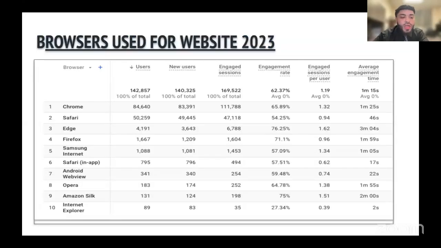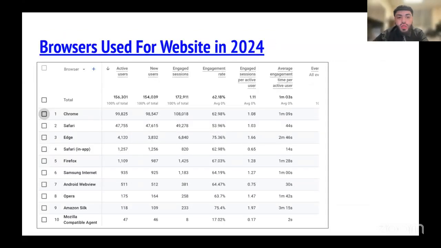Next are browsers used for the website. The analytics are self-explanatory. You can see Chrome takes the lead with 84,000. Safari was second in 2023. And again, in 2024, Chrome once again takes top, and that has to do with the number of students having Chromebooks. So that's the automatic browser for Chrome.